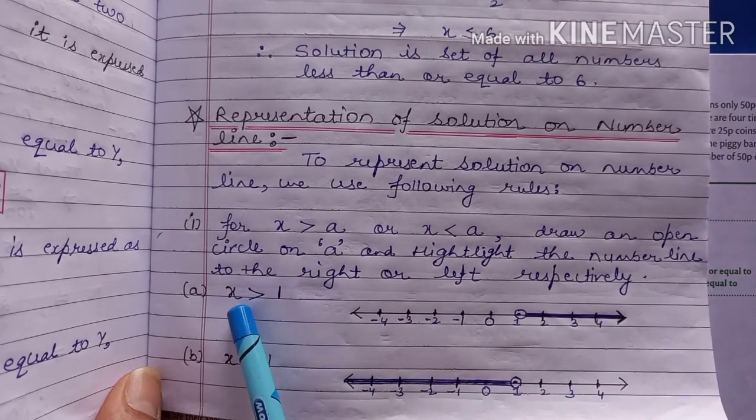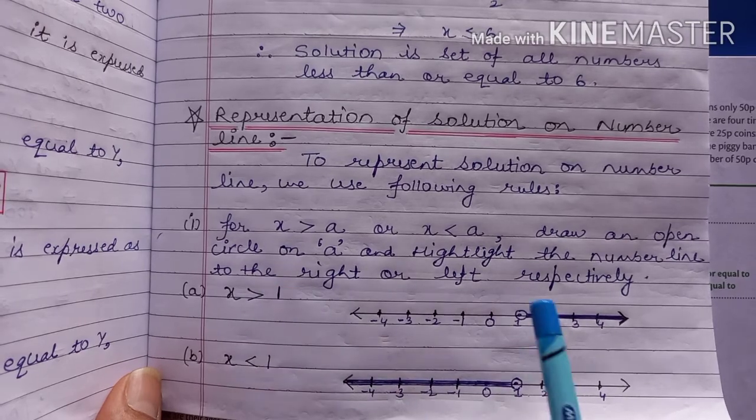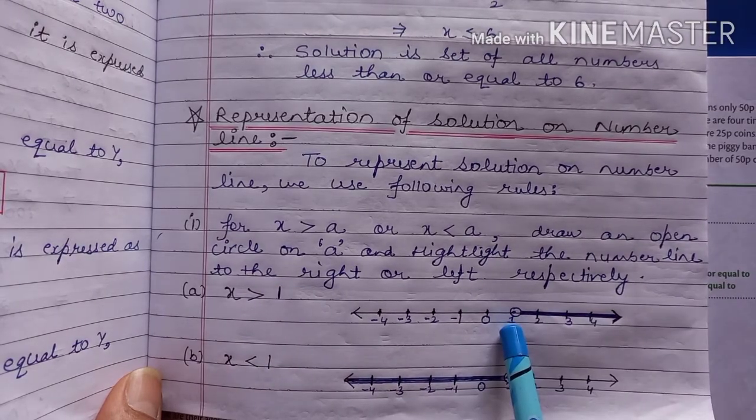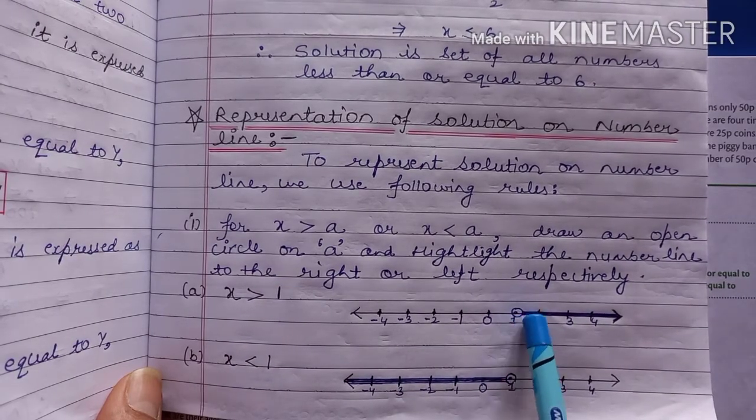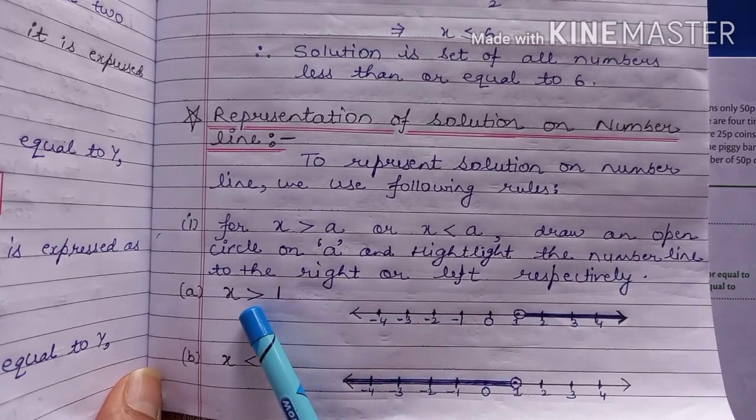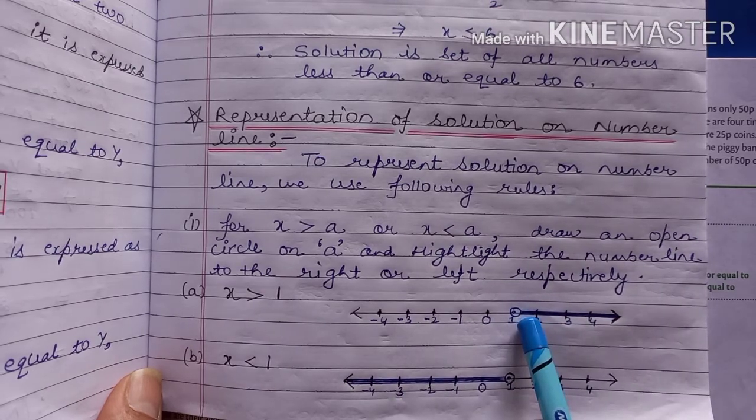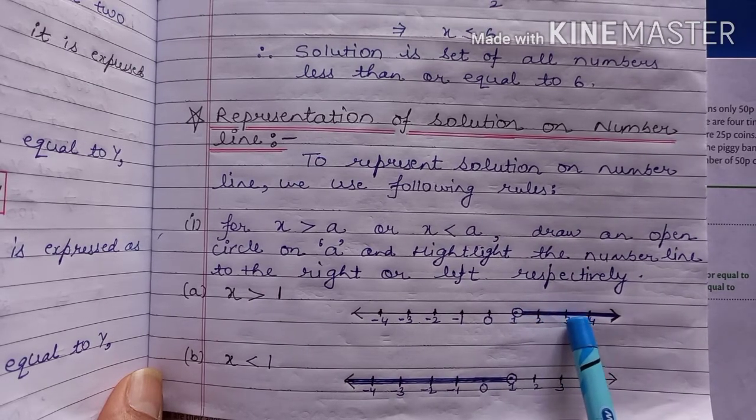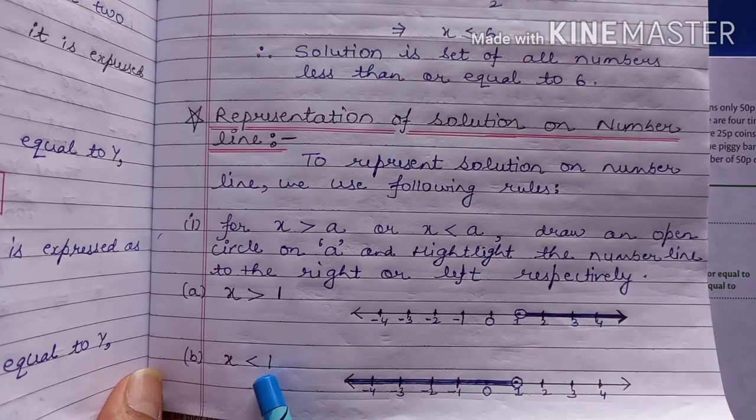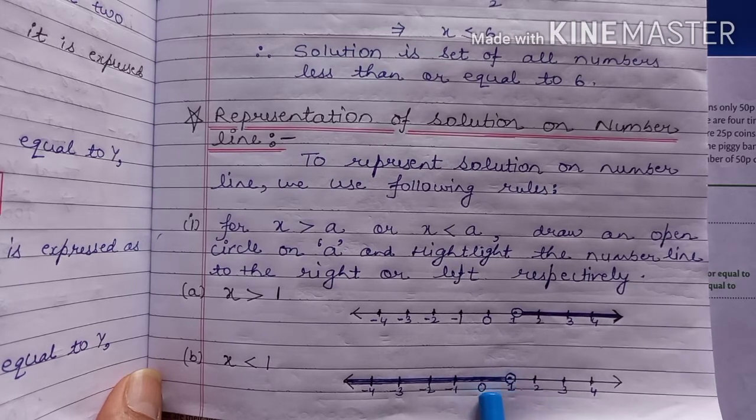Let us take one example of each. x greater than 1. We put a circle at 1 on the number line, and the given case is x greater than 1, so we highlight the portion on the right side of 1. Similarly, for x less than 1, we put a circle on 1 and then highlight the portion to the left of 1.